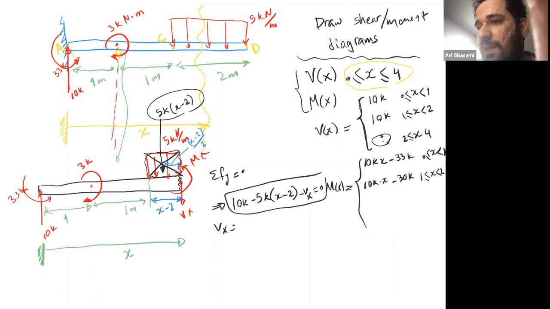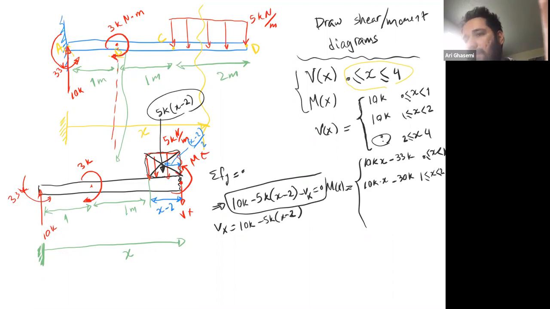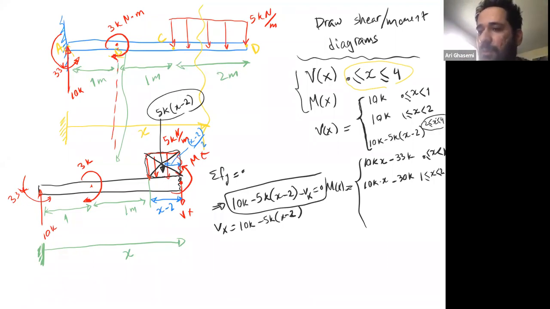Solve for Vx. You get the shear load. Vx is equal to 10k minus 5k times x minus 2. That's your shear. So let's put it up there in the equation. Here on the top, I just put 10k minus 5k times x minus 2. That is when x is between 2 and 4, right? There you go.